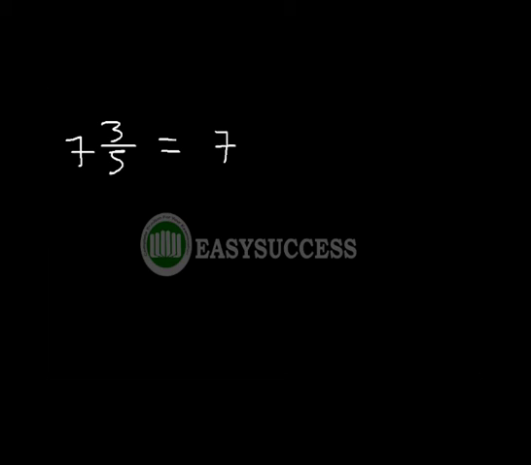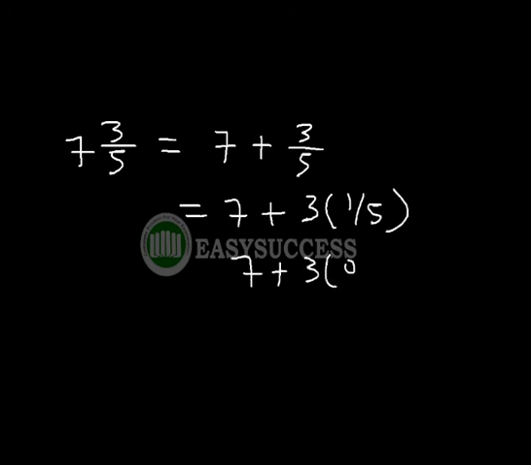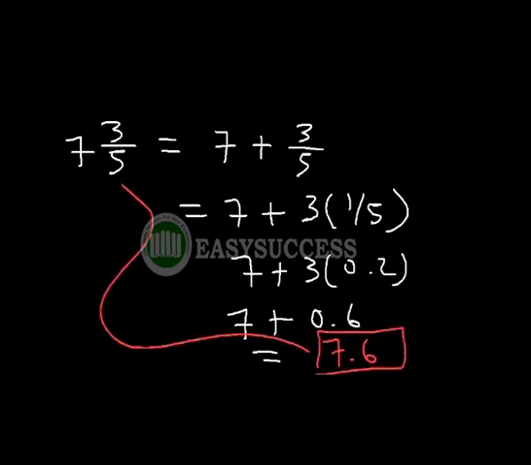7 3/5 is the same as 7 plus 3 over 5. 3/5 is 3 times 1 over 5, and 1 over 5 is 0.2. So 3 times 2 is 6, so 3 times 0.2 is 0.6. So the final answer is 7.6. That's equal to 7 3/5.